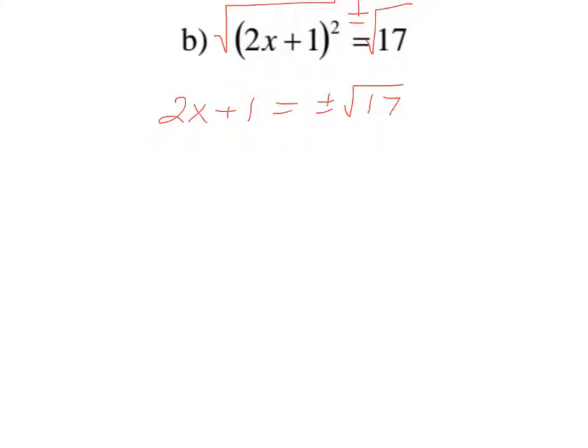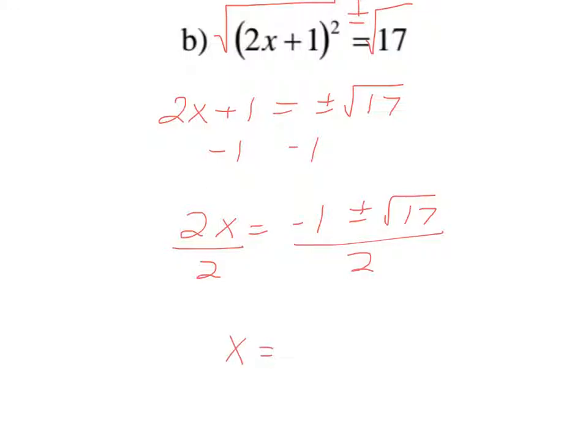Now I'm going to isolate x. And I get 2x is equal to negative 1 plus or minus the square root of 17. Divide by 2. And there's my answer.